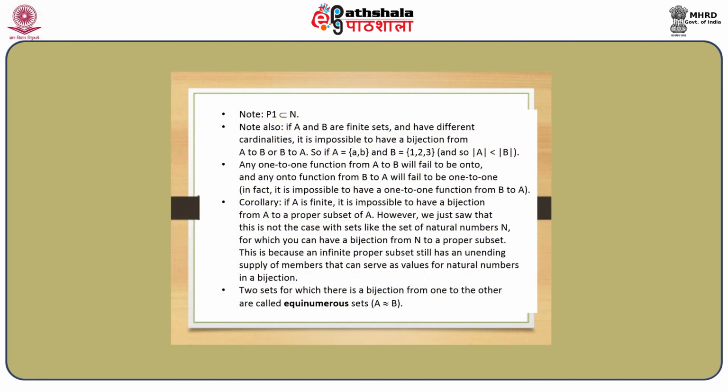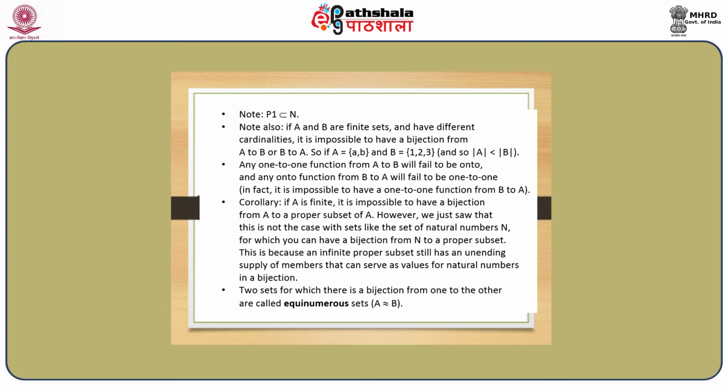Note that if A and B are finite sets and have definite cardinalities, it is impossible to have a bijection from A to B or B to A. So if A equals {a, b} and B equals {1, 2, 3}, and so the cardinality of A is less than the cardinality of B, any one-to-one function from A to B will fail to be onto, and any onto function from B to A will fail to be one-to-one. Okay? In fact, it's impossible to have a one-to-one function from B to A.